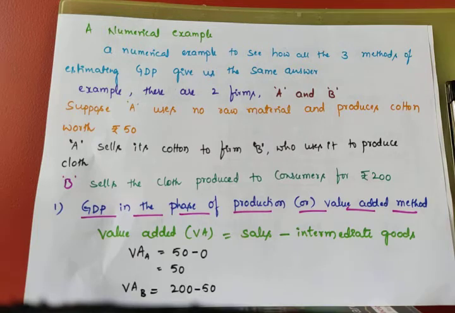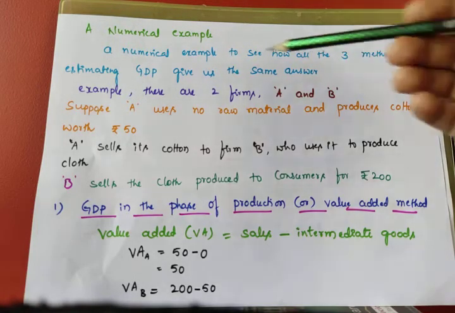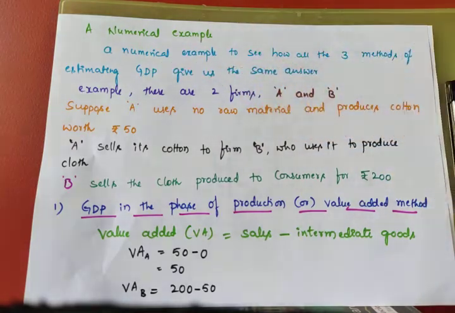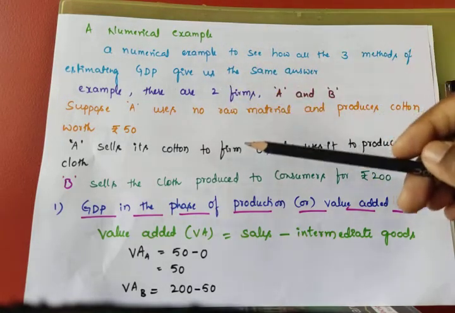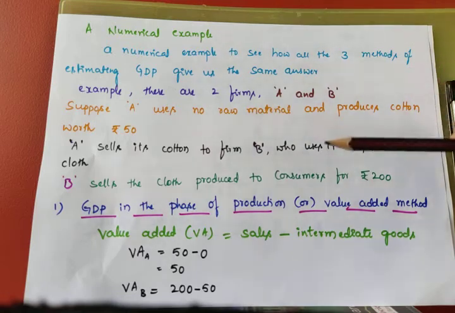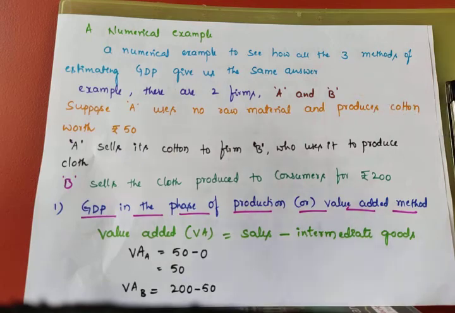In this numerical example, see how all three methods of estimating GDP give us the same answer. GDP, gross domestic product, is nothing but national income. We calculate the national income with the help of three methods, and we will definitely get the same answer. Just take it as an example. First is the product method, second is the expenditure method, third is the income method.